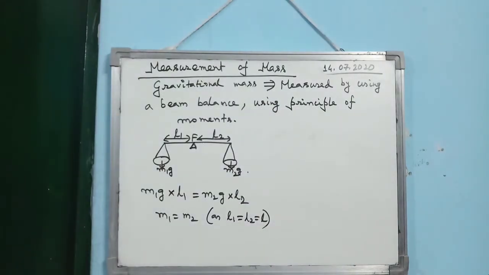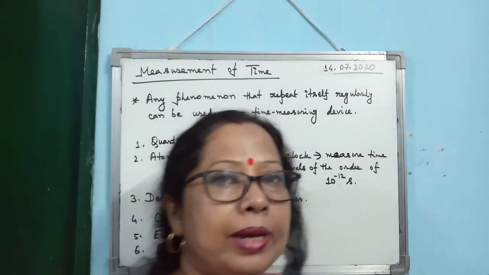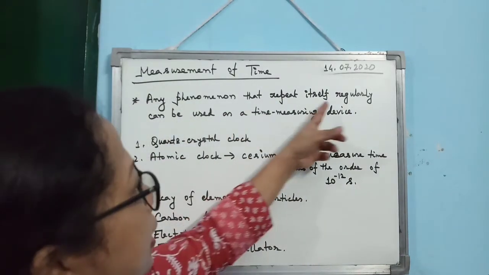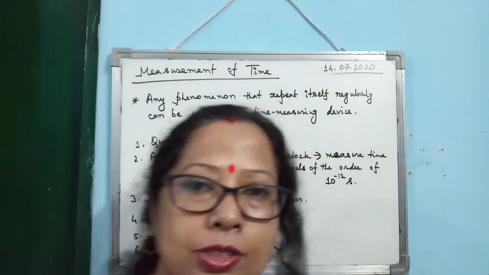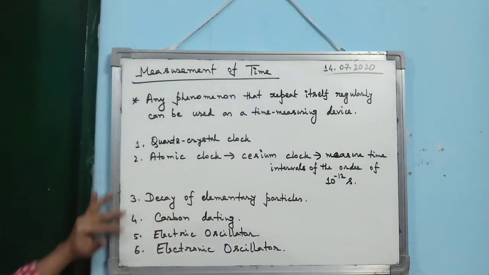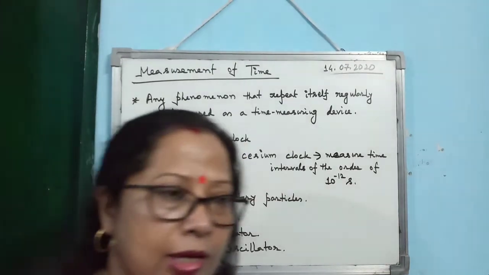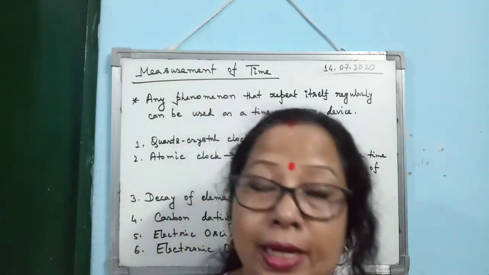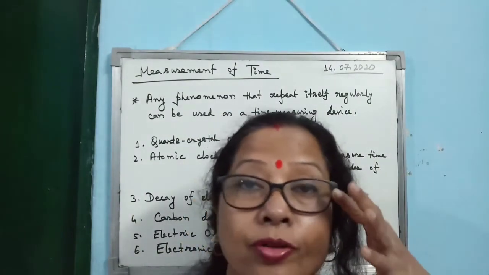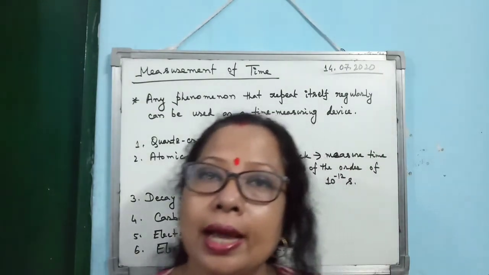Next is measurement of time. Any phenomenon that repeats itself regularly, you can use as a time measuring device. I have written some examples here. One example is the quartz crystal clock. By using electrically sustained vibration of quartz, you can measure small time intervals.